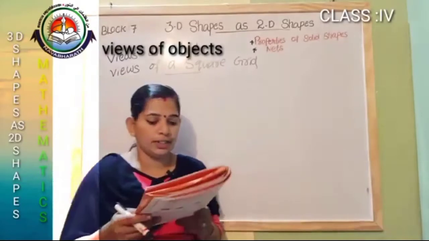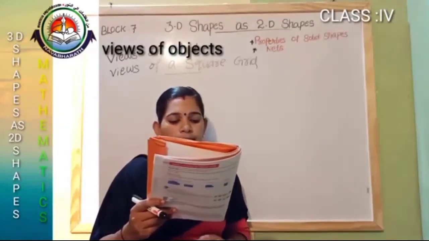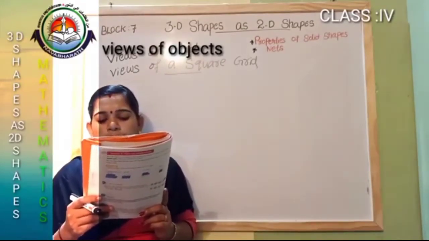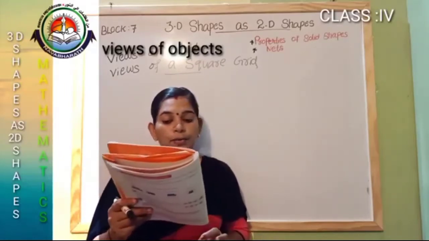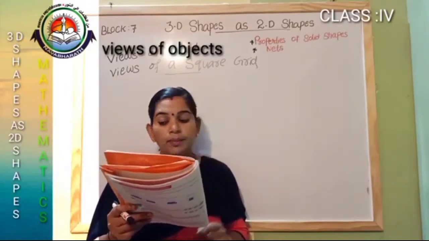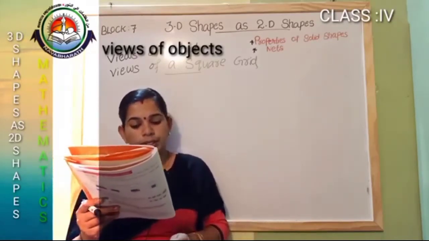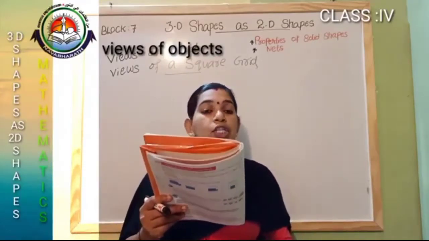Page number 41. If you draw the front, top and side view of a mobile phone, which view will be the biggest? So you want to draw the front view, top view and side view of a mobile phone and find out which view is biggest. Then the second question: draw the top, front and side views of each object.